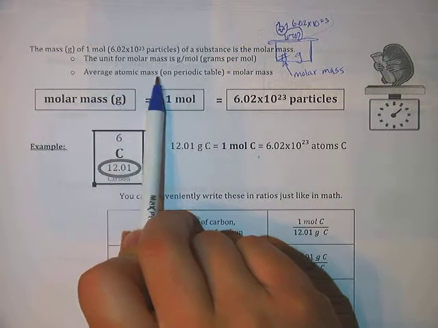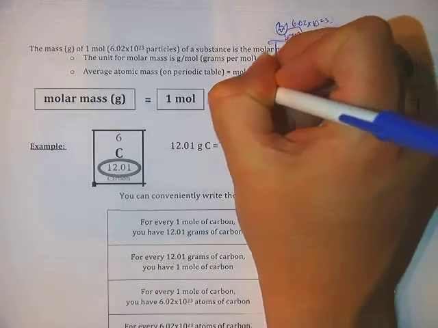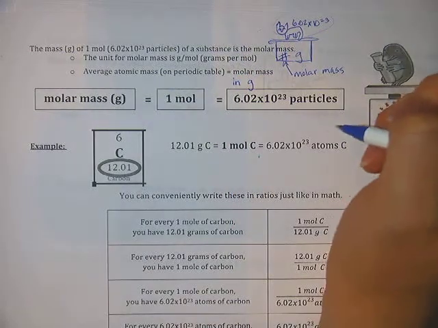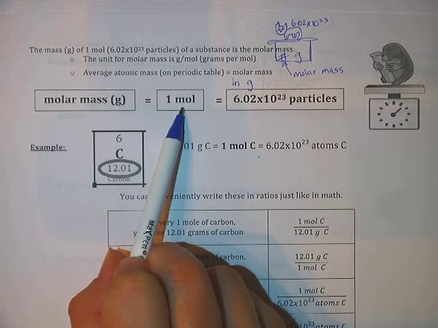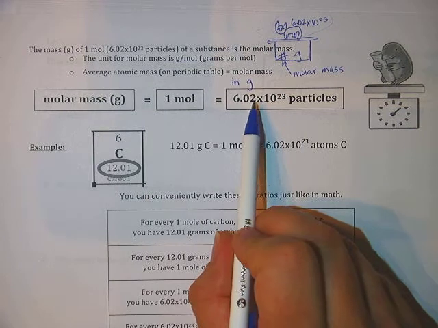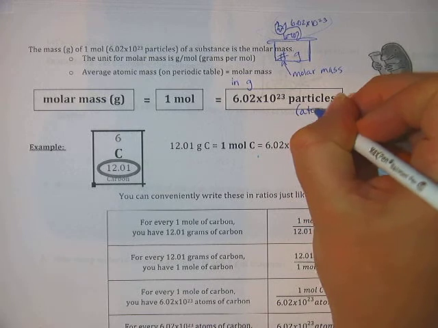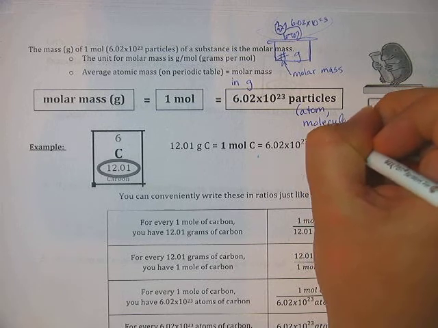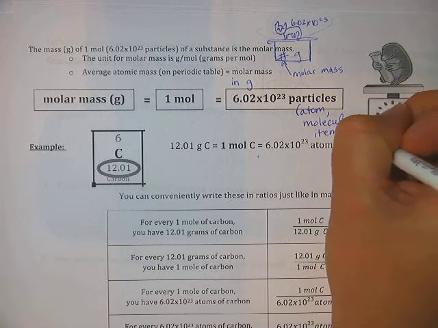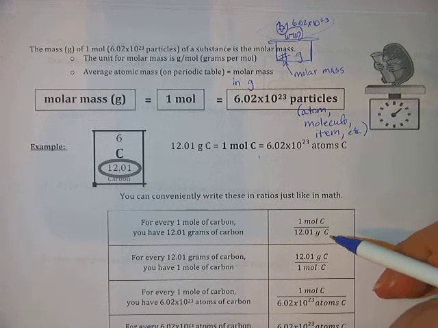And then the average atomic mass on the periodic table, that is the molar mass in grams for every 1 mole. So your molar mass in grams is the mass of 1 mole, which will be 6.02 times 10 to the 23rd particles. And again, a particle could be an atom, a molecule, or pretty much any other item you could be counting. We're going to mostly stick to atoms in this unit. We'll expand to other types of particles in later units.